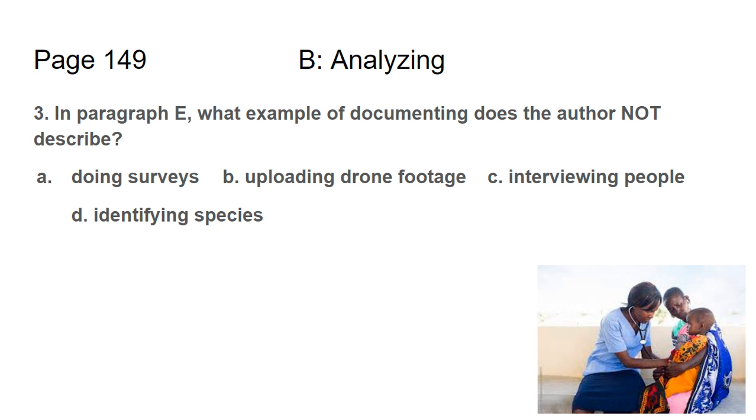All right, number 3. In paragraph E, what example of documenting does the author not describe? So if you go back to E, I'm going to read it aloud. This is listening practice, but you can follow along in your book. Page 147, paragraph E. As well as, so in addition to, finding poachers, drones can be used to track animals.